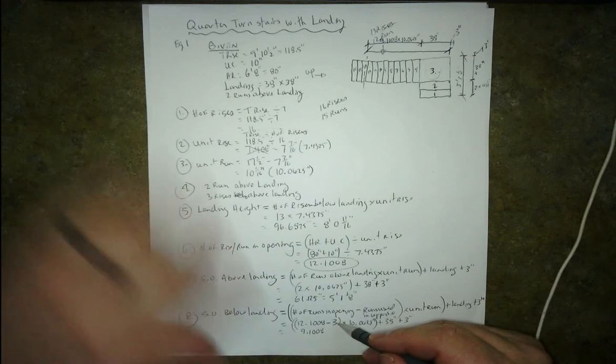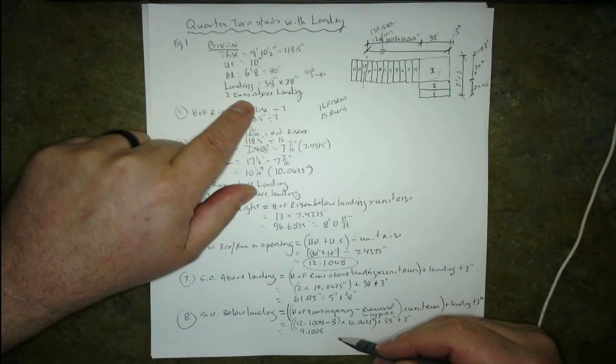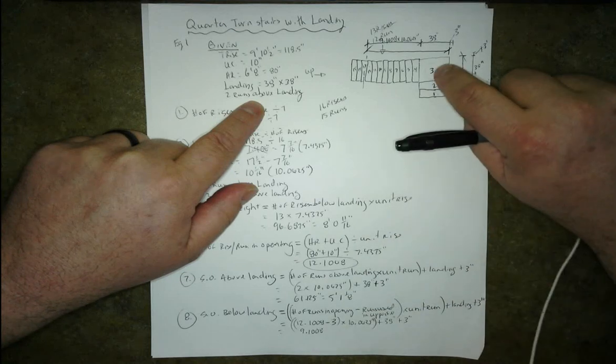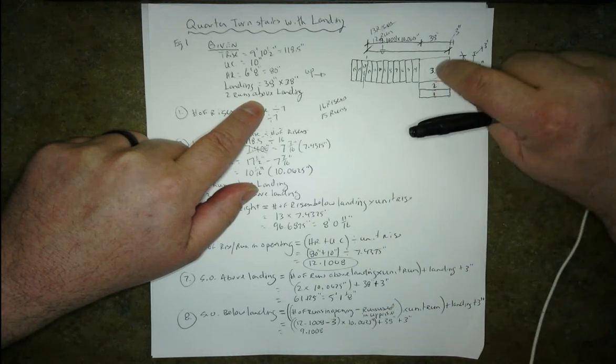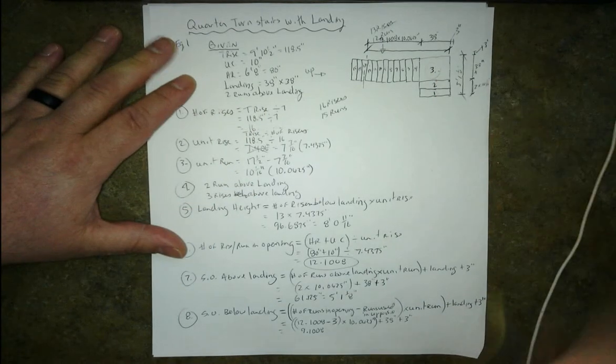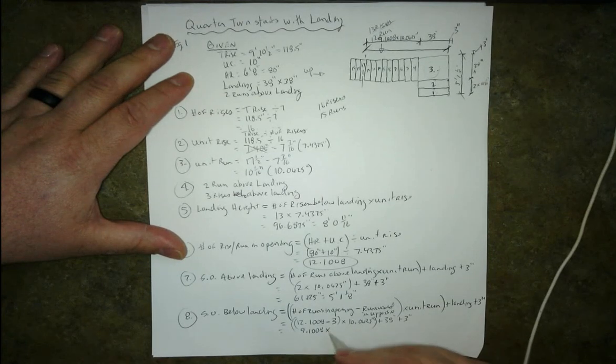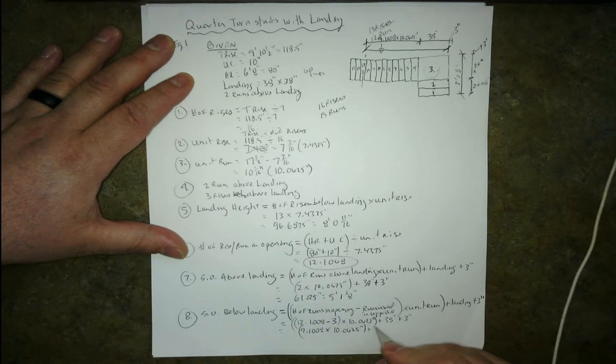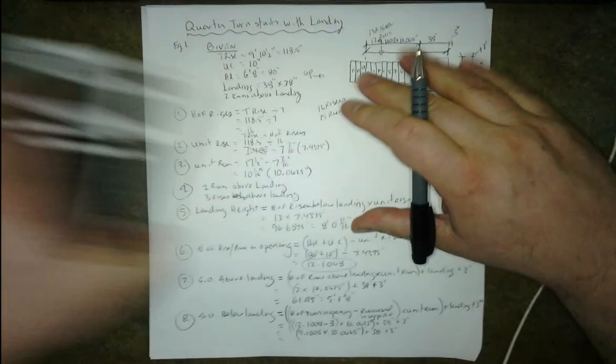But like I said, if there's 2 runs above the landing, we always have to make sure we include the landing. So there's 2 runs, but that's also a run, okay? So we have to include that. We'll times that by 10.0625, add on the 38, add on the 3, and then there we go.